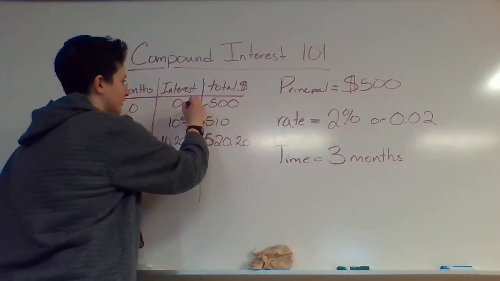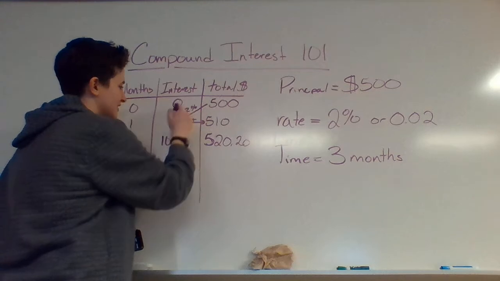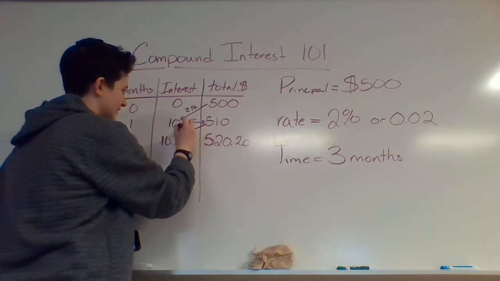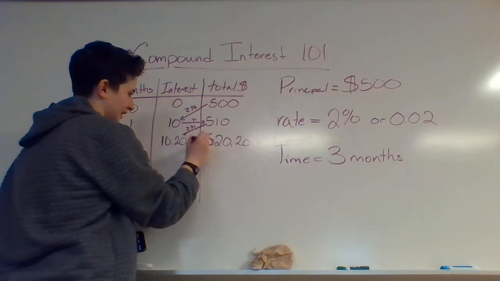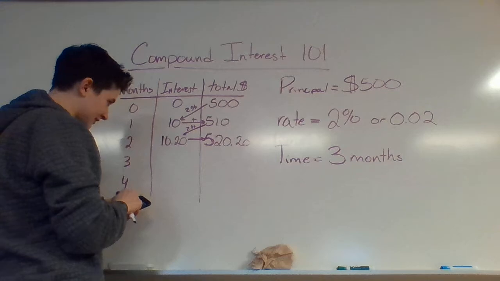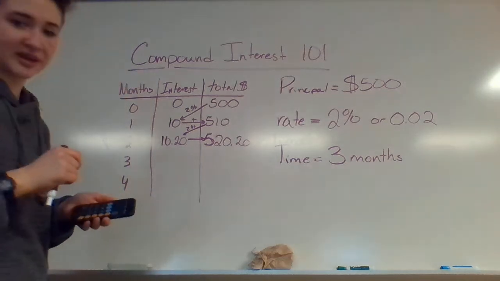So basically, find interest, add. Multiply by 2%, you get 10, add that. And then you do it again. Take 2% of that and add again. So for 3 months, now we have 520 with 20 cents.